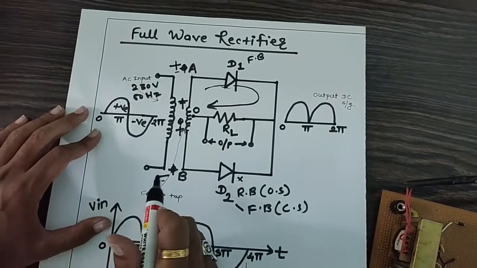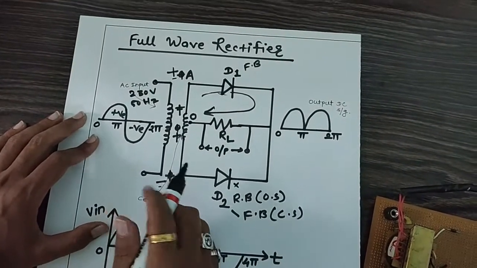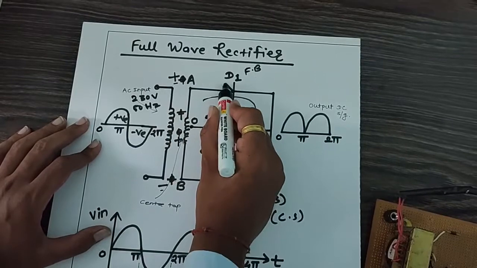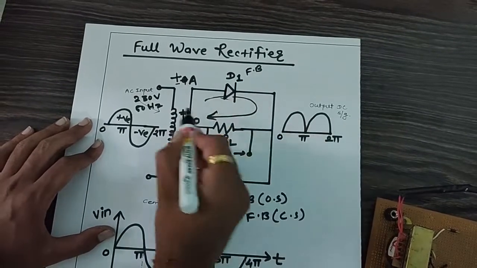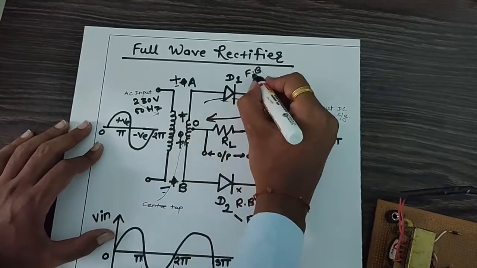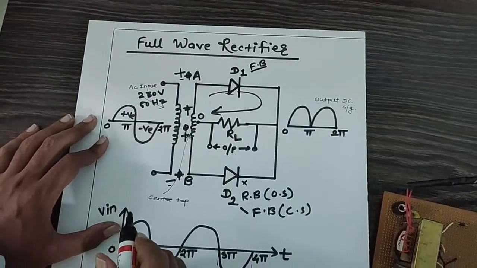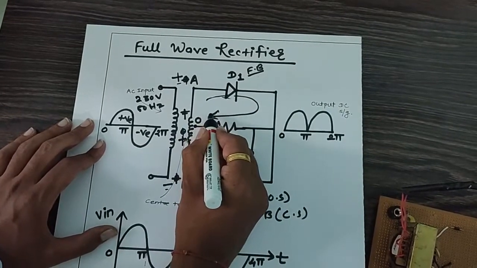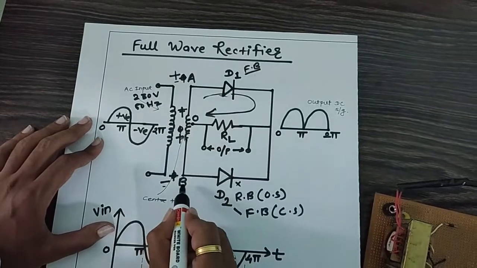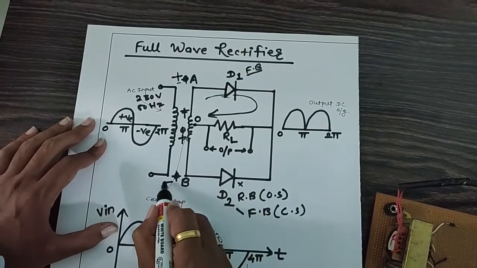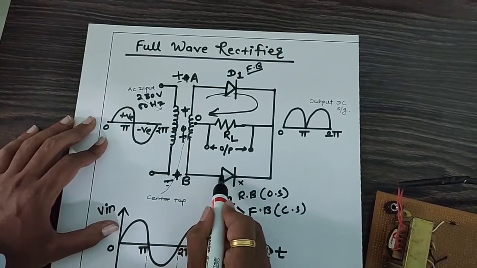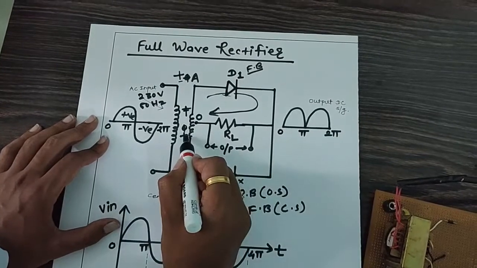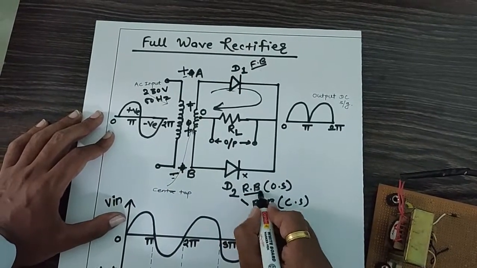Now let's check which diode will be in on condition and which diode will be in off condition. As the positive terminal A is connected with the anode of diode D1 and its cathode is connected with the negative, diode D1 will be in forward bias condition. When diode D1 is in forward bias, the current will flow through diode D1. At the same instant, if you check the polarity of diode D2, as B is negative, the anode terminal of diode D2 is connected with the negative and its cathode is connected with positive, means the diode will be in reverse bias condition.